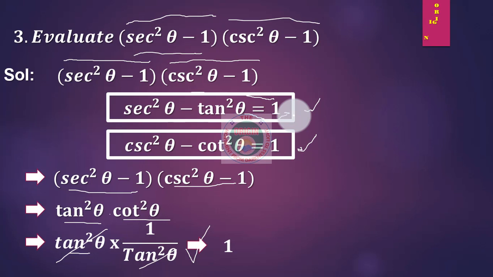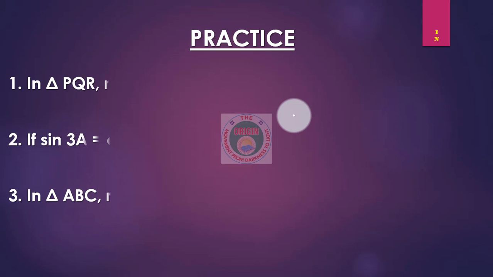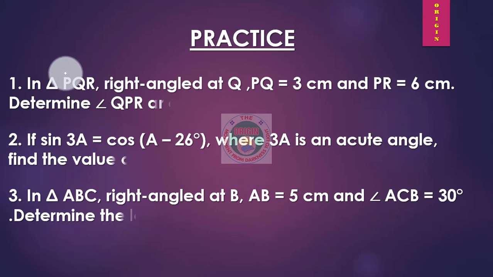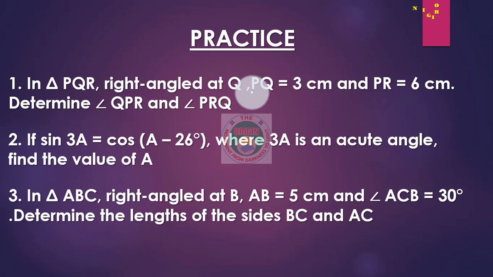Okay students, up to the third problem I explained in exercise 4. In the next video I will explain some more problems, and before that you should do the practice problems. The first problem: in triangle PQR, right angled at Q, PQ equal to 3 cm, PR equal to 6 cm, determine the angles QPR and PRQ. Same problem we discussed in the video. Next, do this problem also. Second one: if sin 3a equals cos of a minus 26 degrees, where 3a is an acute angle, find the value of a.